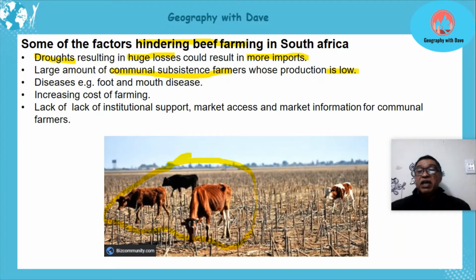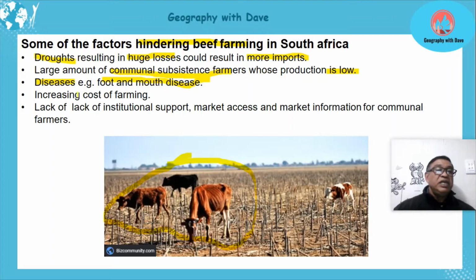Then we have other things like diseases, such as foot and mouth disease, which is quite serious when it comes to cattle. It actually kills the cattle. We had mad cow disease that starts spreading, not as much in our country, but foot and mouth is more common.